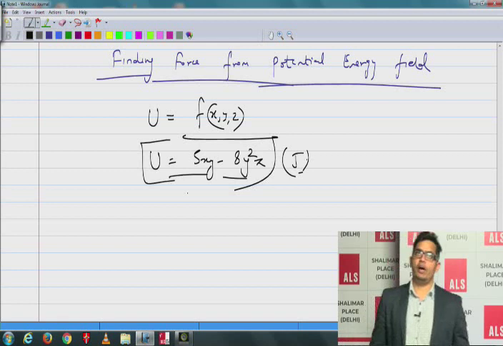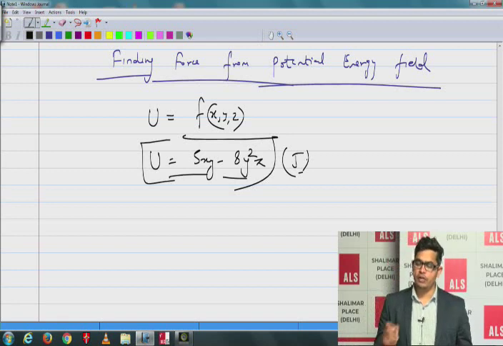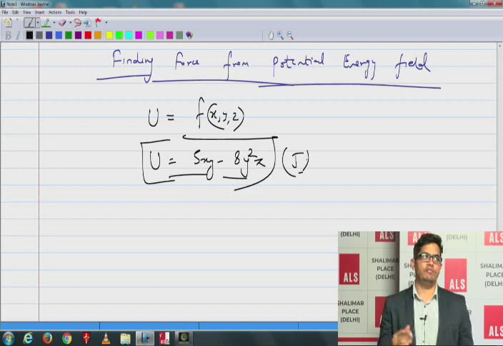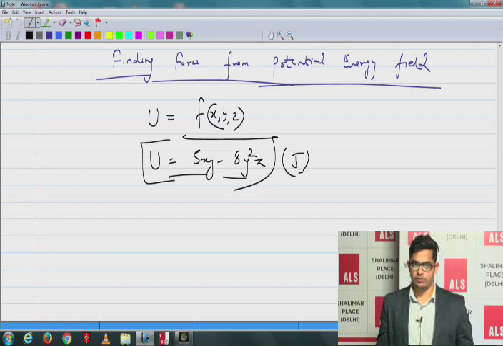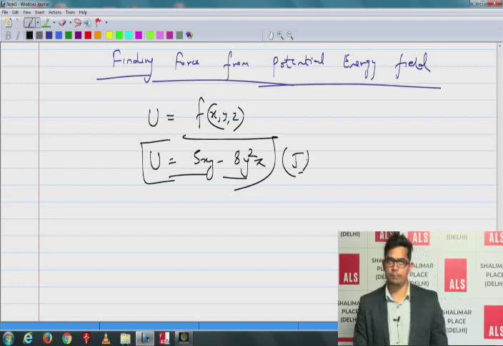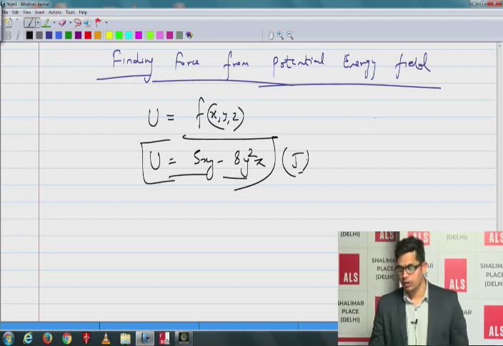If you have potential energy in this form, can we calculate force from this? How can we derive the equation of force in this 3D space? Understood? That is the problem. So how to solve it? Potential energy, or you can say dU, is equal to F dot dr.